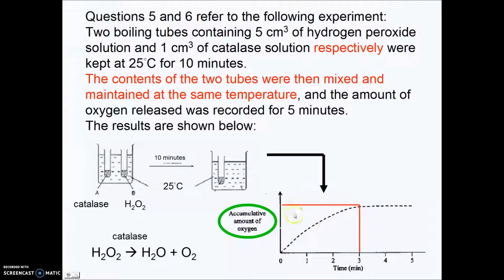So in this graph, what you need to know is that it shows the accumulative amount of oxygen. So you can see that it's an accumulative amount. Just keep adding up, it means accumulating.